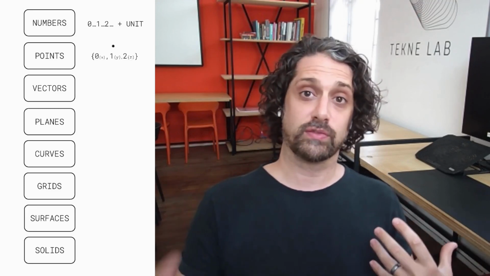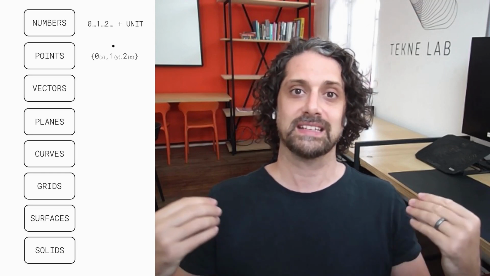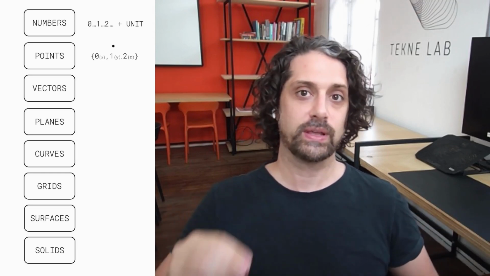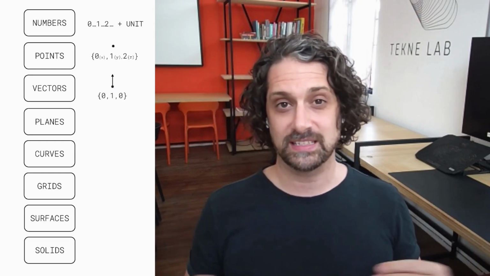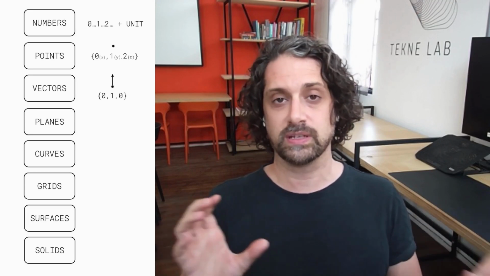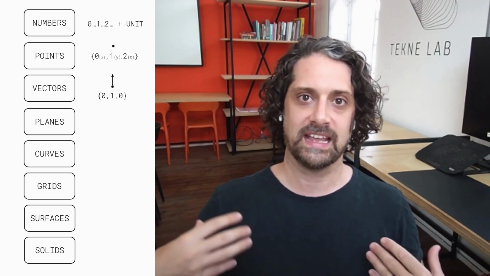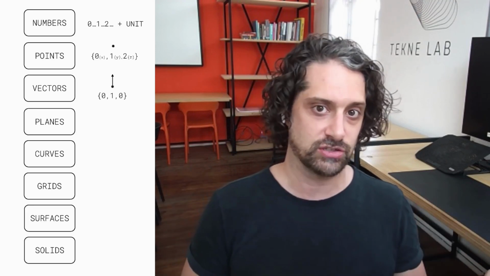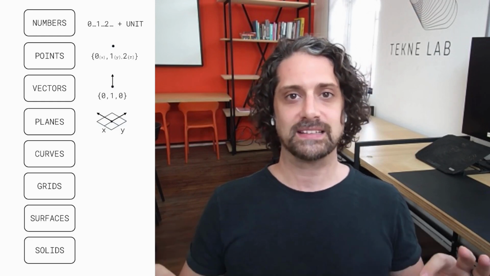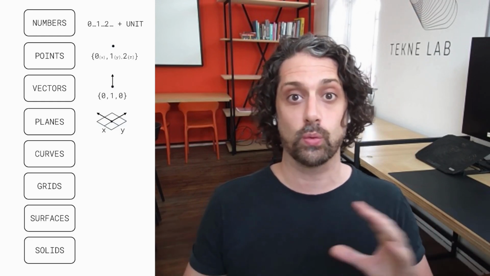We can take 3 numbers, piece them together as an XYZ coordinate to create a point. This is a location in 3-dimensional space. A vector is very similar. The actual annotation between a point and a vector is identical, but a vector defines a direction in 3-dimensional space rather than a location. Planes are flat and extend infinitely in 2 directions and define a local coordinate system.